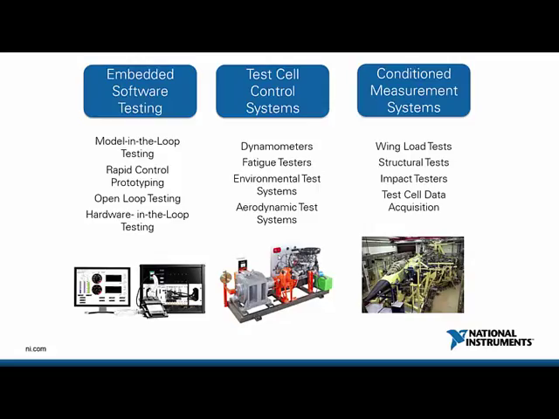And we're also going to talk about test cell control systems, so using a closed-loop system to test something mechanical, so a dynamometer or an actuator tester. And then the third area where we've seen VeriStand used more commonly is these high channel count condition measurement systems. So maybe many channels of data acquisition, such as a structural tester or a fatigue tester.